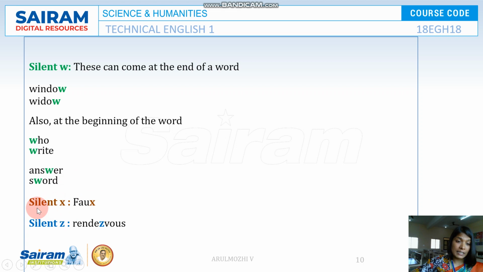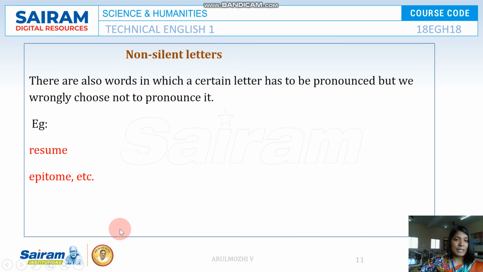And then silent X, as in a word meaning non-genuine. And the last one is silent Z, as in rendezvous. Here we have silent letters, that is the Z and S. So it is very important. Rendezvous means meeting.